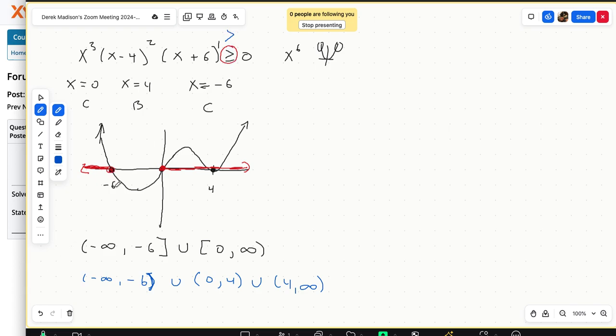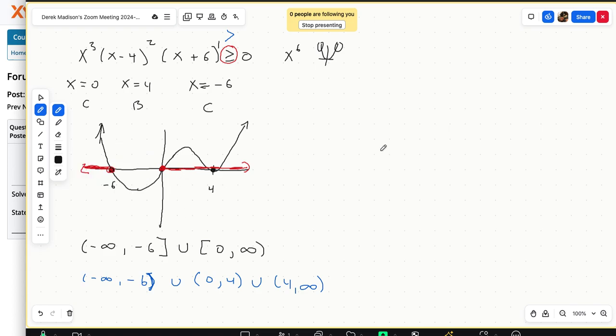Likewise, if it had been a less than, our only solution would have been here. If it was less than or equal to, we would have had to include from -6 to 0, and then we would have had to include that single point on the 4. So that's one way to do this. And again, that went kind of slow with explaining everything, but if you're strong at graphing, you can just look at this and get that graph really quickly. And then you get the visual as to where all the regions are that should work.